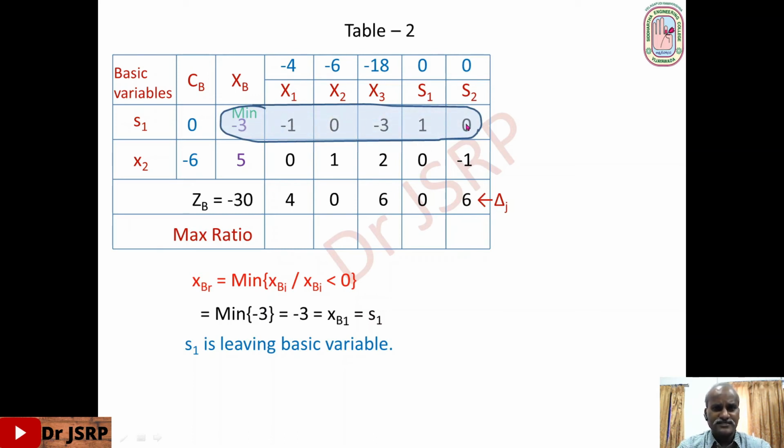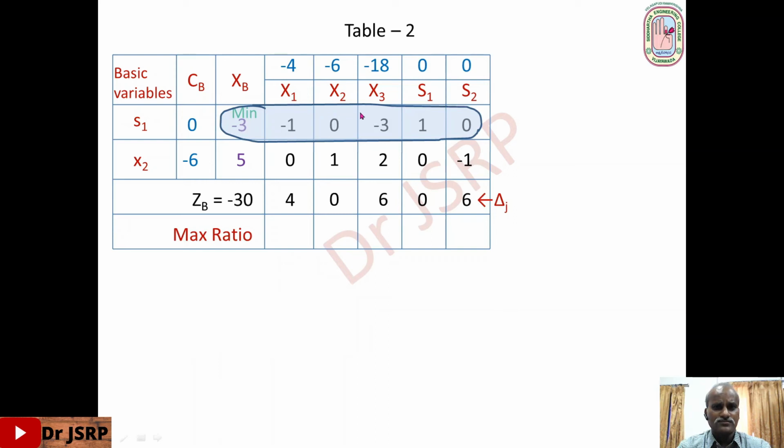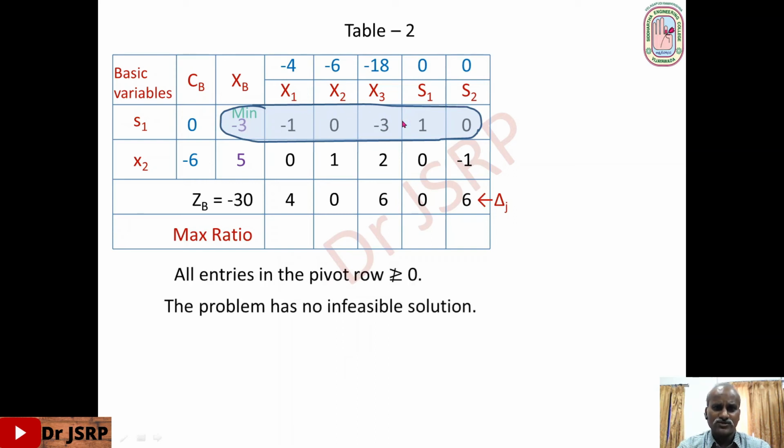Next, observe the entries in the pivot row. So all entries in the pivot row are not greater than or equal to 0. So there is no infeasible solution. Next, find the ratios corresponding with delta j values.